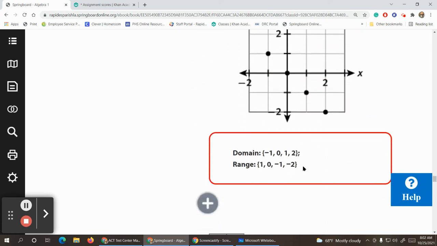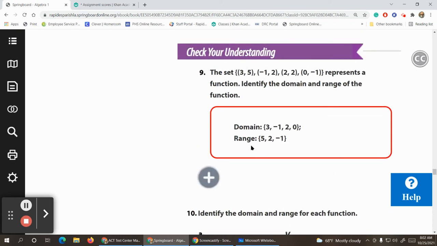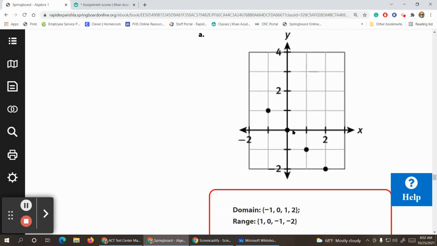And then there's the domain and range for 9 and 10. All 9 and 10 want you to do is the domain and range. Remember, the domain is all the values of x, and the range is all the values of y. Don't write the values that repeat. You only have to write those once. Here in the graph, right, you just take your x values there, there, and there.